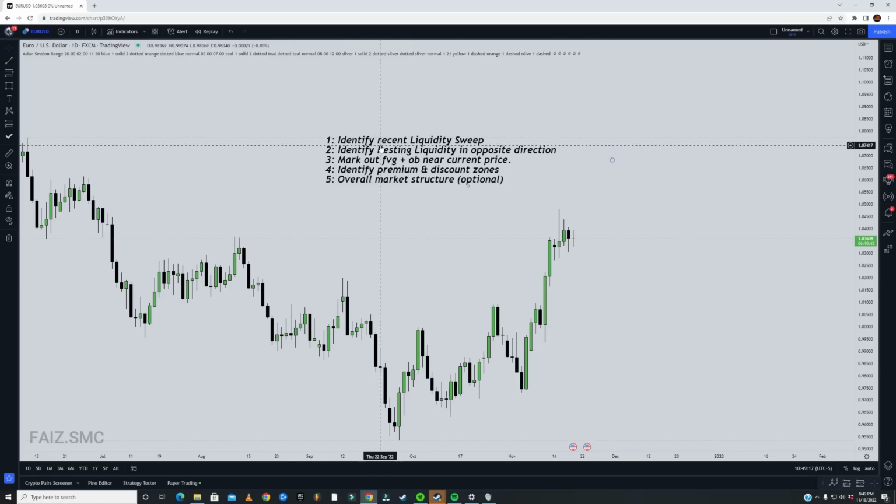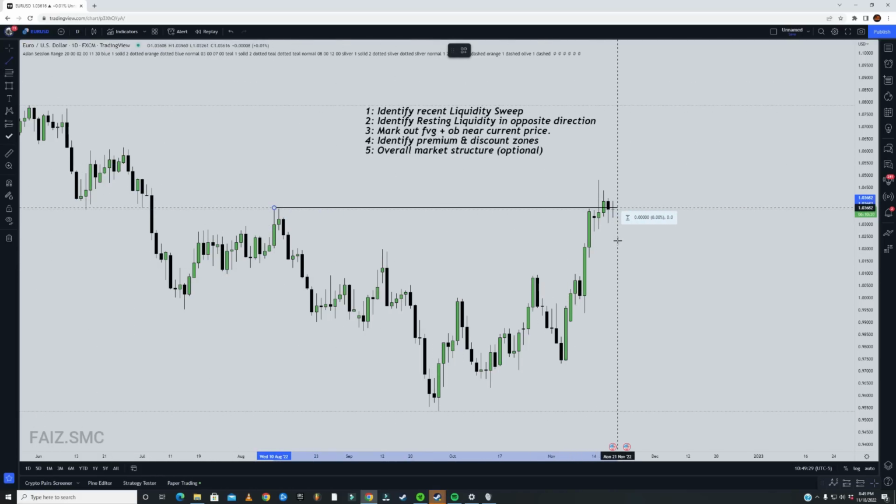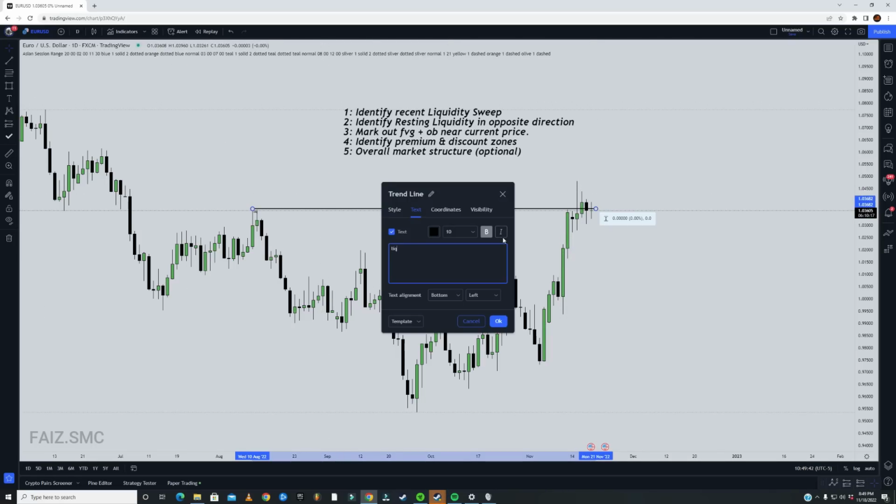So the rule number 1 is we need to identify recent liquidity sweep. So you look at the chart and identify where was the recent liquidity sweep. As you can see, we have the significant lower high here, and price just took out this liquidity, right? There would be stop orders here, and price just swept this level. So now we have a liquidity sweep, right? I'm gonna put it at top.